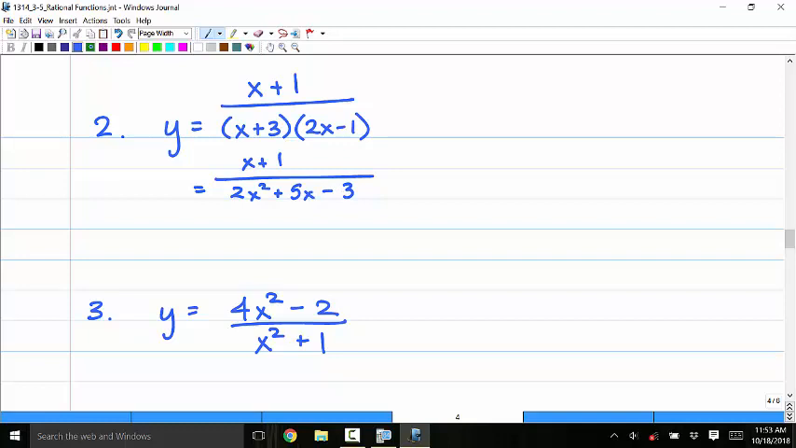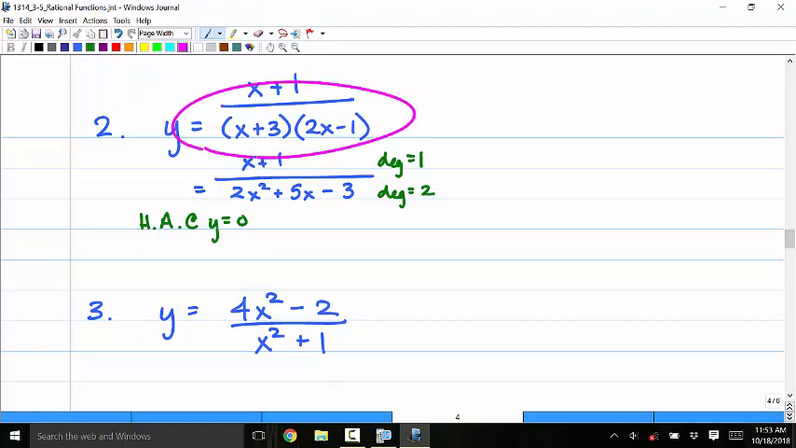What is the degree of the numerator? 1. What is the degree of the denominator? The degree of the numerator is less than the degree of the denominator. There is a horizontal asymptote where? At y equals 0.